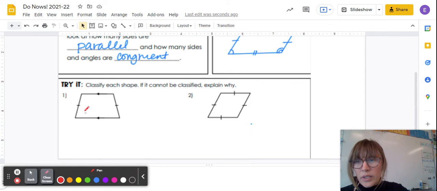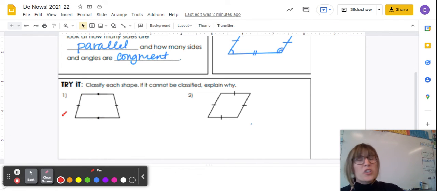Well, this shape here, when we look at its different features, we want to look for how many sides are parallel and then how many sides and angles are congruent. So let's look first at how many sides are parallel, right? It's like a game of guess who. So in this game, we have this little triangle here that tells you that these are parallel lines here. I kind of covered them up.